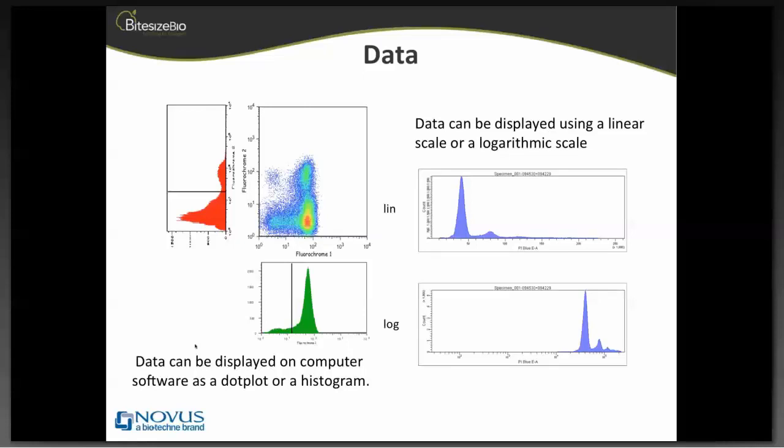We can see data using either a linear or a log scale, and this depends very much on the application you're going to be using, which scale you will use. We usually look at forward and side scatter on a linear scale because we're looking for a very subtle difference in the amount of scatter. We tend to look at fluorescence in log because there's going to be a big difference between a cell that doesn't have a fluorochrome on there and one that does. So we tend to use log. If you're going to be doing cell cycle, you do that in linear, because it's a very subtle difference between cells in G0, G1 and in G2/M.